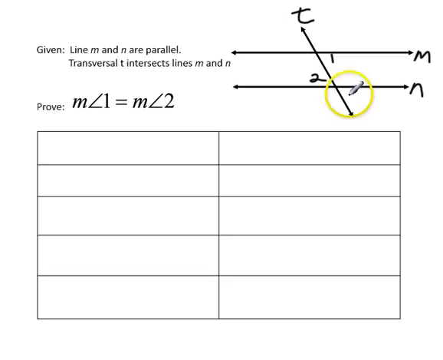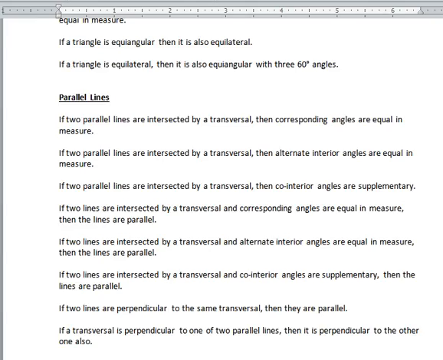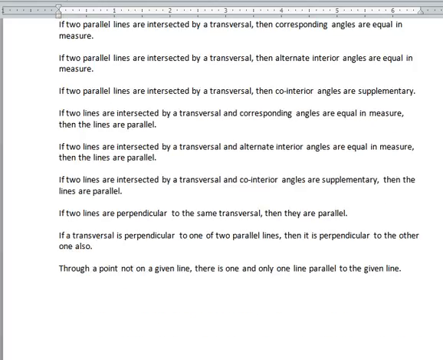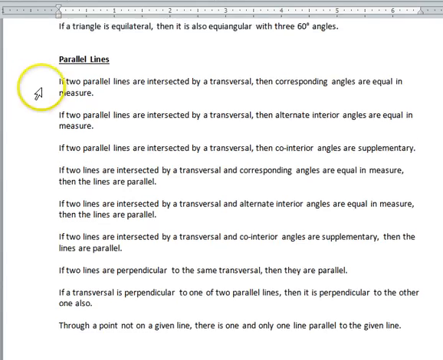And I'm going to name another angle down here and let that angle help us. The reason I'm choosing this angle here is because I see that it's related to angle 2 because they're vertical angles, and I see that angle 1 and 3 are corresponding angles, so that's going to help me pull this together. If we go back to our list of postulates page, and we look at the parallel lines postulates, we look at this one here. It says if two parallel lines are intersected by a transversal, then corresponding angles are equal in measure.